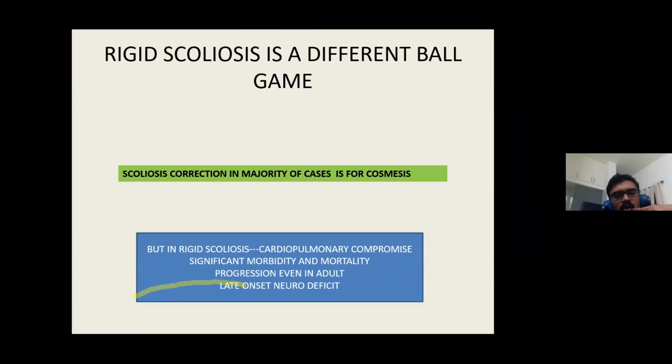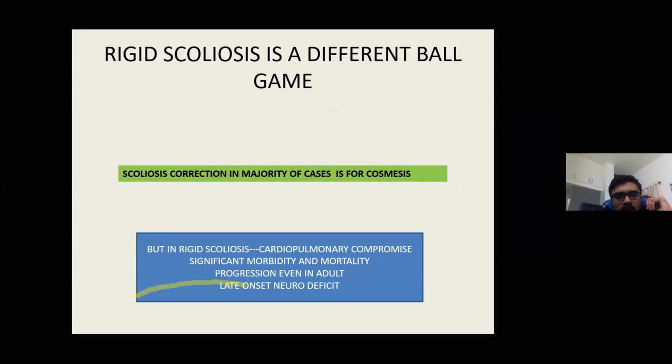So we know when you get a scoliosis up to 50 degrees, 60 degrees, 70 degrees, the correction is mainly done for cosmetic purposes. It's a different scenario. But when you get a patient with rigid scoliosis, and that too a severe form, it's a different ballgame, because you anticipate a lot of problems in a patient with rigid severe scoliosis.